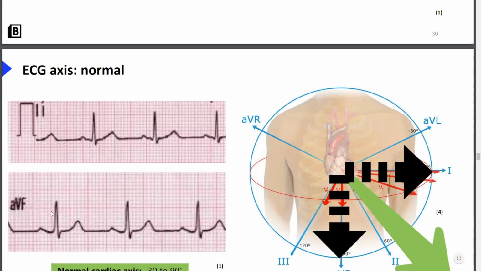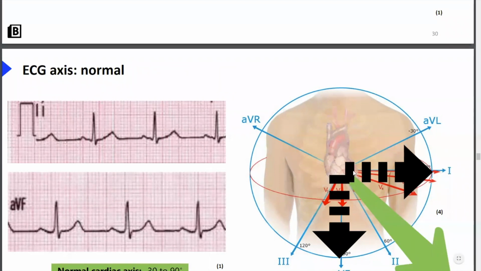AVF, it's a positive spike. So what does that mean? In which direction is the charge flowing with regards to the AVF electrode? Again, it's towards. So it's simple. So in lead 1, current is flowing towards lead 1. In lead AVF, the current is flowing towards AVF.